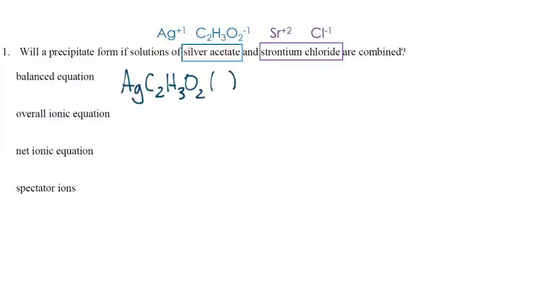I'm going to leave a little space there for my state of matter. I always forget those. And then strontium chloride, my 2 is going to have to cross over when we crisscross and reduce. Technically, the 1 is crossing as well, but we wouldn't actually write that down. So SrCl2.